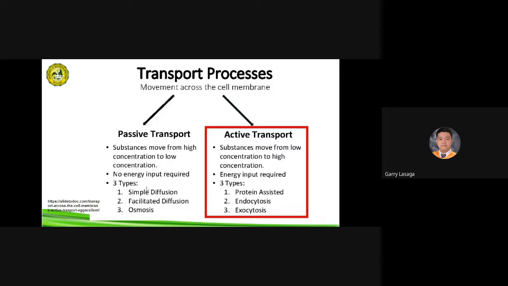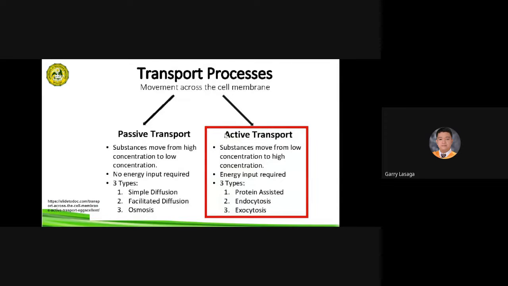Simple diffusion usually involves nonpolar molecules or lipid-soluble molecules. Facilitated diffusion usually involves the movement of polar molecules and ions. Polar molecules, for example sugar molecules, and ions, which are also polar. Osmosis is the movement of water through proteins known as aquaporins.